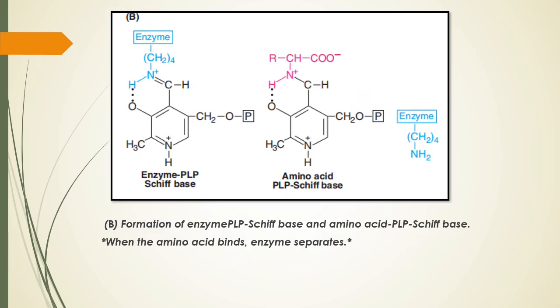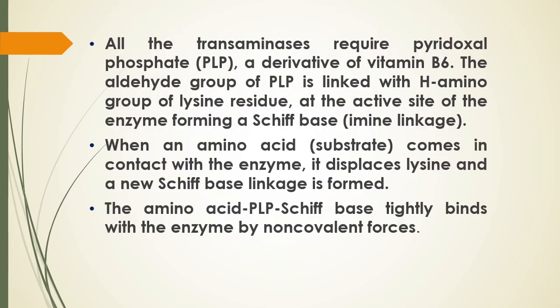The above figure represents the formation of enzyme PLP Schiff base and amino acid PLP Schiff base, and when the amino acid binds, the enzyme separates. All the transaminases require pyridoxal phosphate, a derivative of vitamin B6, and when an amino acid comes in contact with the enzyme, it displaces lysine and a new Schiff base linkage is formed. The amino acid PLP Schiff base tightly binds with the enzyme by non-covalent forces.